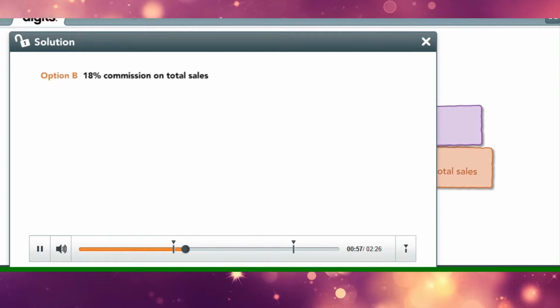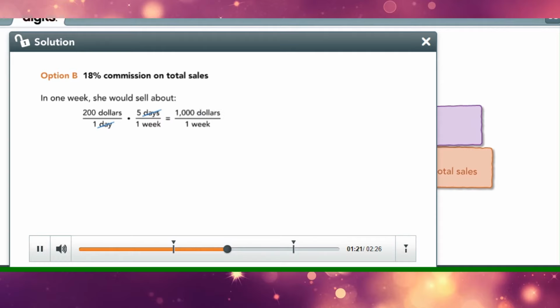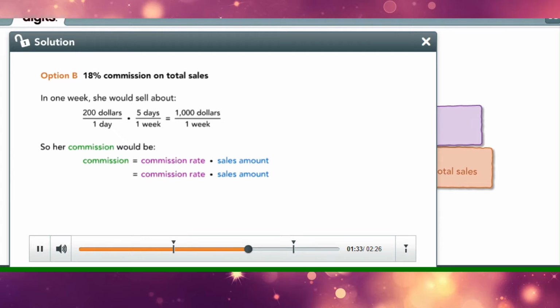Option B, 18% commission on total sales. In 1 week, she would sell about $200 per day times 5 days per week, or $1,000 worth of clothing per week. So her commission would be commission equals commission rate times sales amount. The commission rate is 18%. The sales amount is $1,000.